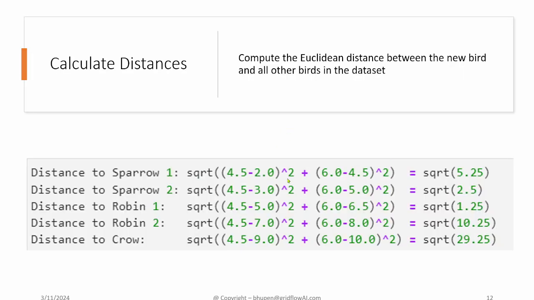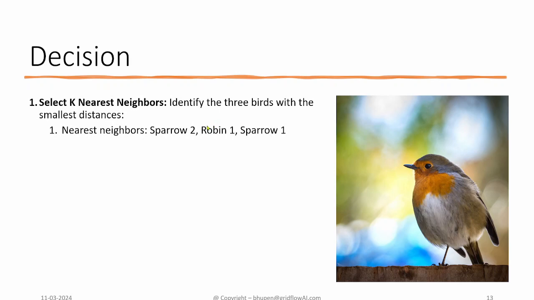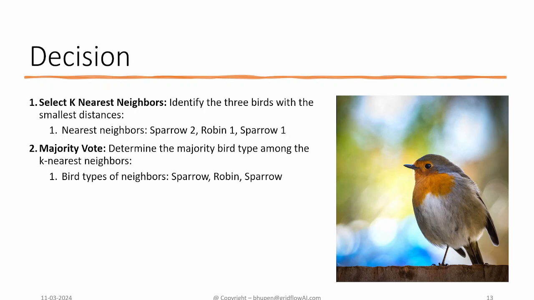Now we are going to compute the distance of the test bird from the training birds using the Euclidean measure, and you have the distances here. And you notice here the least distances, the top 3, are the very close samples to the test bird. So the decision would be based on the top 3 closest birds. In this case, sparrow 2, robin 1, and sparrow 1. And then we use a majority criterion as the prediction method.